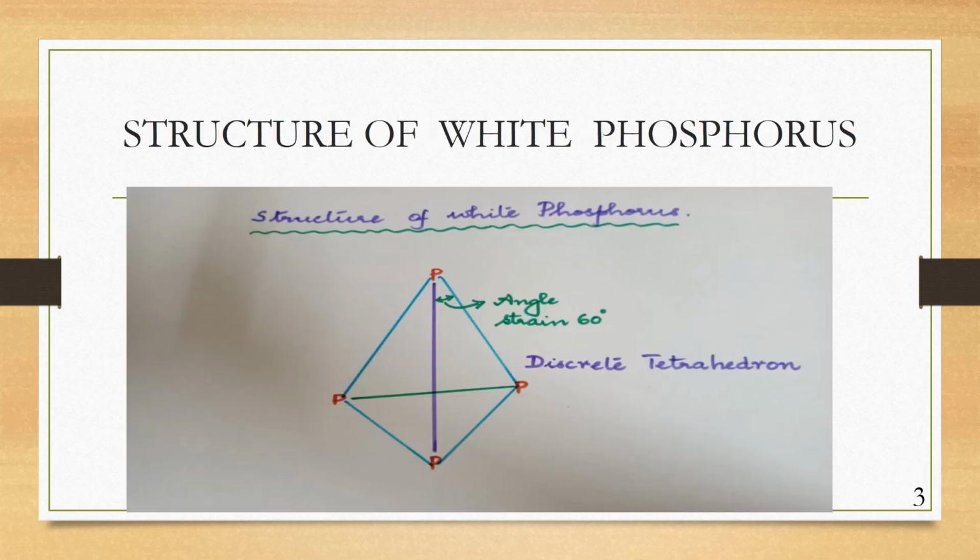On checking the structure of white phosphorus, you find that the molecule is highly strained because of an angle strain of 60 degrees between the neighboring P-P bonds.